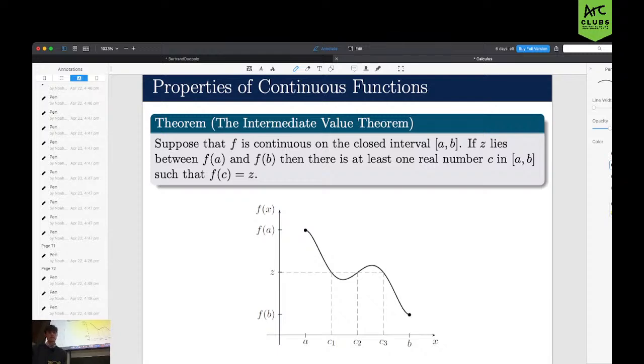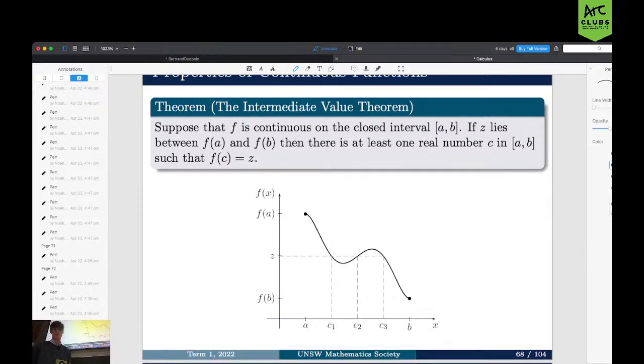So it says that if f is continuous over a closed interval a to b, and if z lies between f of a and f of b, right? So there's a function value below and a function value above, and there's some intermediate value there. So z is between those two function values. Then it has to be true that at least at one point, the function crosses the line y equals z. In other words, there's at least one real number c such that f of c equals z.